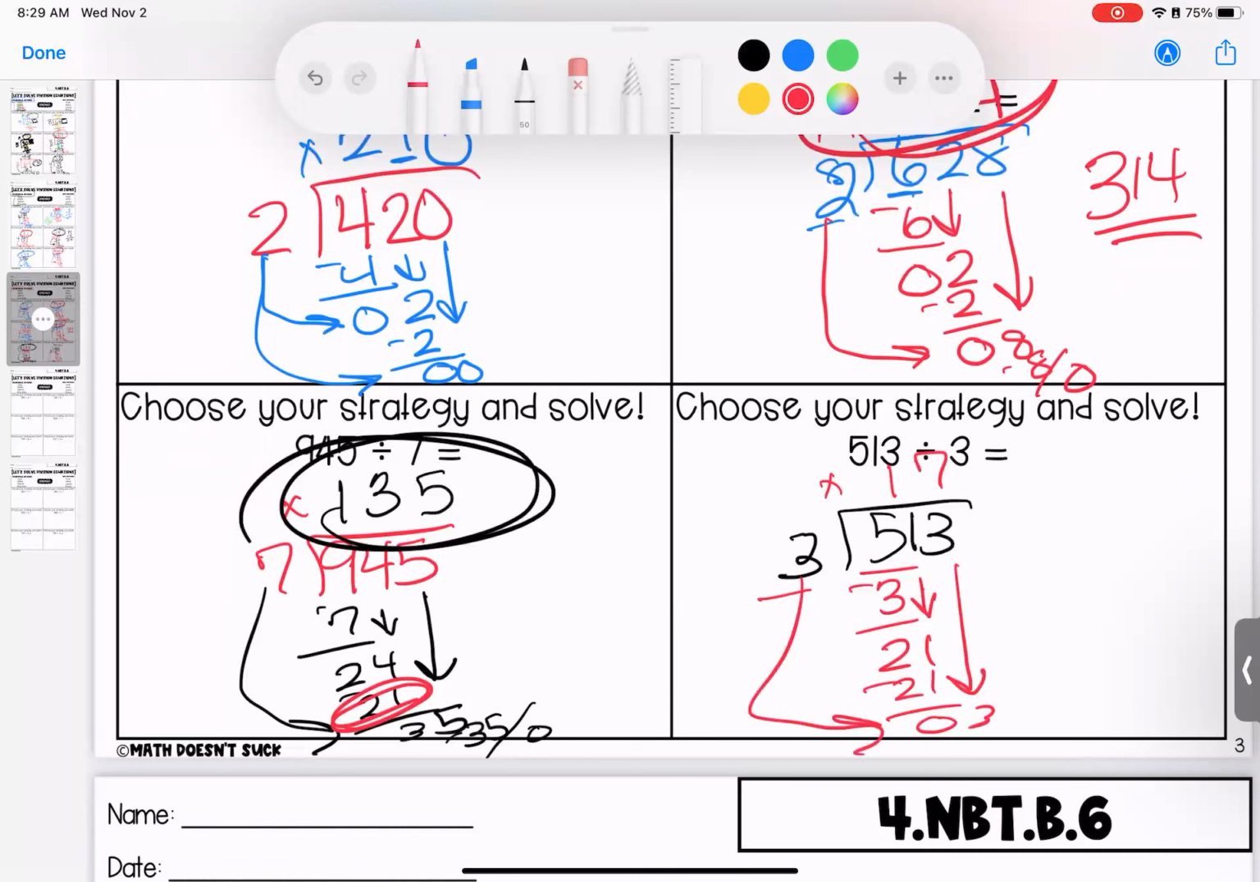Does 3 divide into 3? Yes, it's the same number. It goes in one time. 1 times 3 is 3. Nothing left. Our answer is 171. That's the end of page 3. So if that's all you've got, go ahead and stop there.